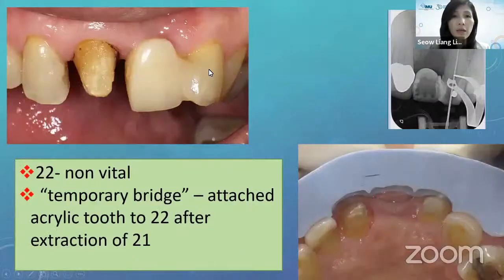So while we're carrying out the RCT for 2-2, we temporarily put a denture tooth and cement it, sort of cement it adhesively with a little bit of flowable composite to the adjacent tooth. And the eventual treatment plan is to have a fixed bridge.